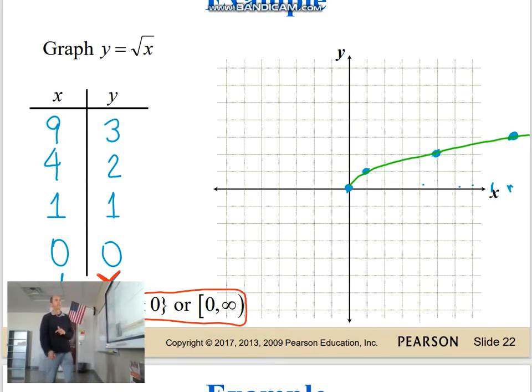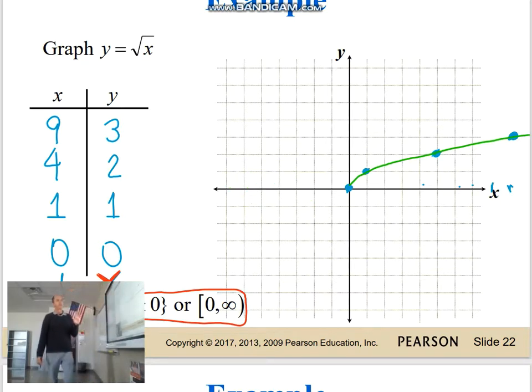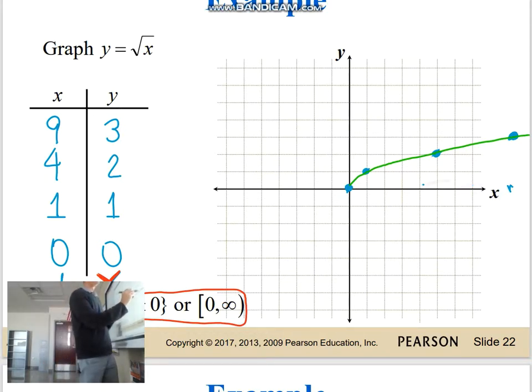Something like that. Again, this part is not going to be used, because we're not going to have the square root of negative numbers. Only non-negative, 0 and positive. Okay?